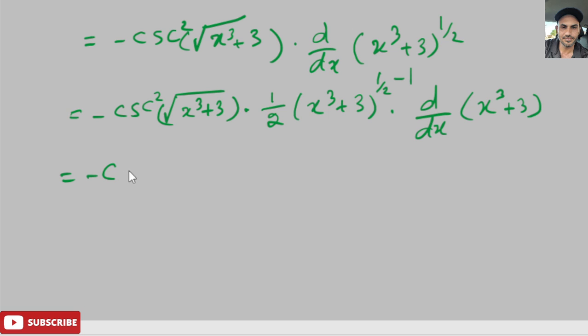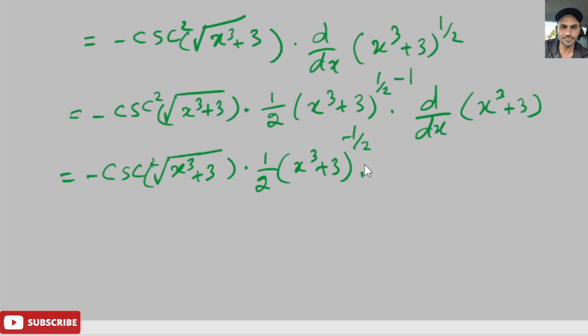So we get negative cosecant square of x cubed plus 3, okay, times 1/2 x cubed plus 3, and this 1/2 minus 1 is negative 1/2, times the derivative of x cubed, which is 3x squared, and the derivative of a constant is 0. Okay, so we get this from taking the derivative of this function right here.